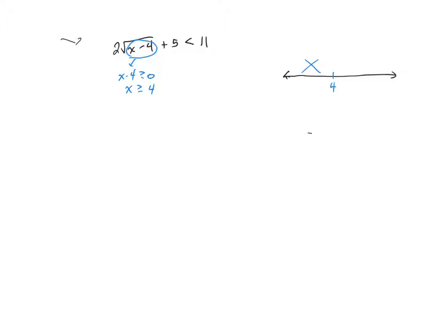Cool. So now what I'm going to do is take that stuff that's greater than 4, and I'm going to try to map out the stuff that works and doesn't work. So the way I'm going to do that is I'm going to look at this inequality, but instead of finding where it's less than, I'm going to find where it equals, because the places where it equals 11 are going to be the places where it switches from working to not working. So I'm going to solve this as an equation like you did before.